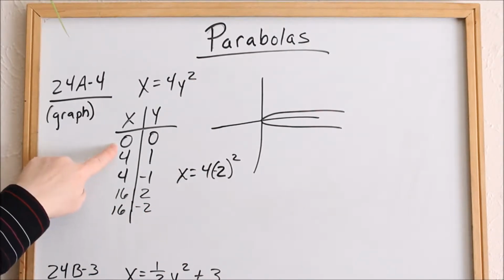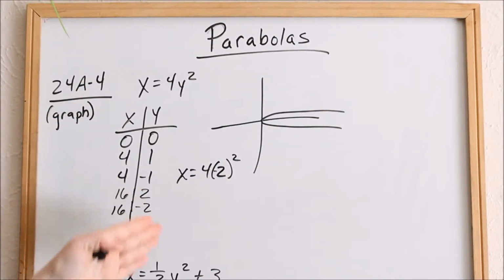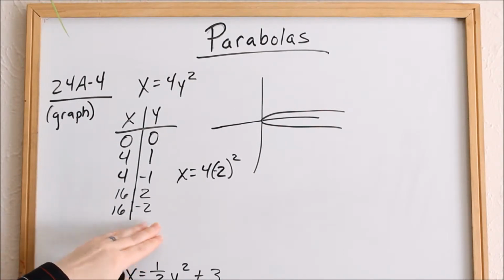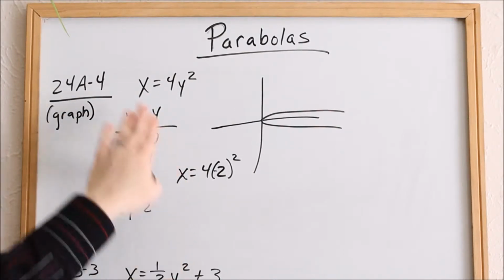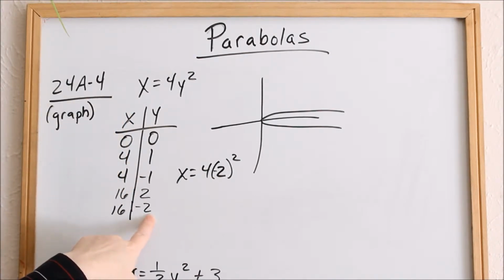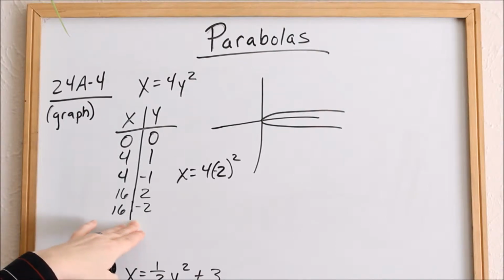When you go to plot these, you plot them the same way. Remember, you do your x coordinate first and then your y coordinate. So just make sure when you have these sideways parabolas that you're writing down your chart correctly. We're plugging in values for y and then calculating x. So now we have points that we can plot on the graph.